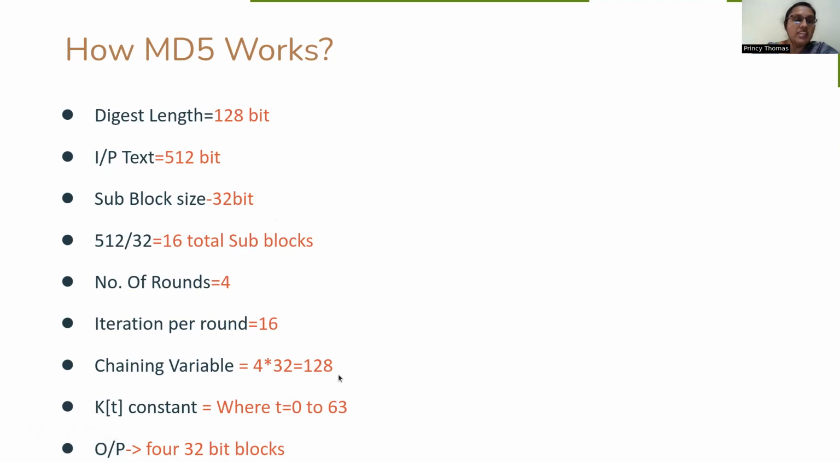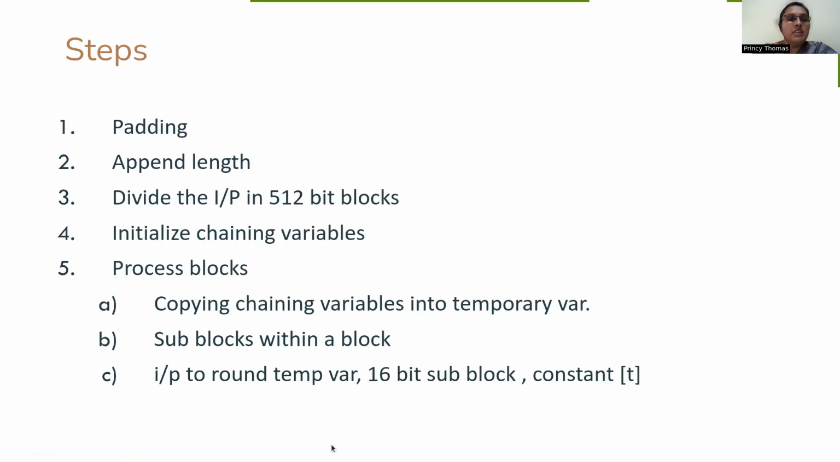We are going to look in detail at what the chaining variables are and what the constants are and things like that. So 4 into 32, 128 chaining variables will be there, and K of T constants, where there are 64 K of T constants, and the output is 4 32-bit blocks. So 4 32-bit blocks means 128 bits. Okay. Now, what are the steps?